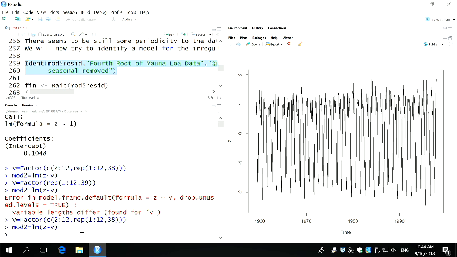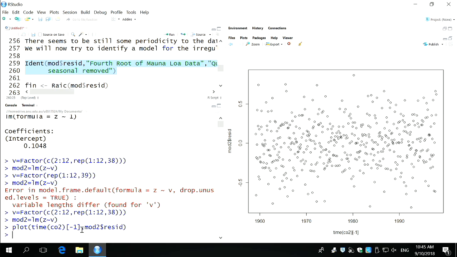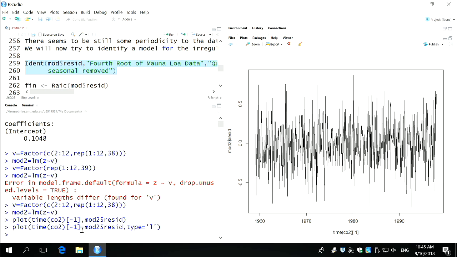So I fit a trend and I fit my seasonal. What's left? Let's plot time of CO2 without the first element against mod2 resid, type equals L. There's my residual series. It should look flat. It shouldn't look like it's got that repeated structure. This looks fine. Now let's do a Box-Jenkins identification of it.